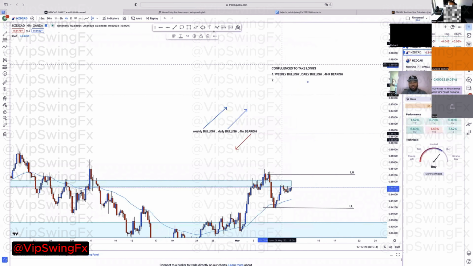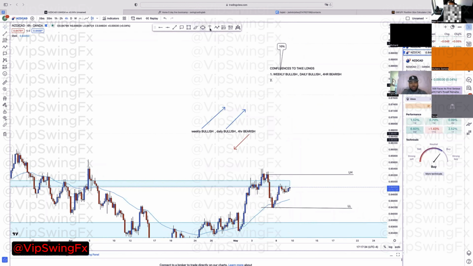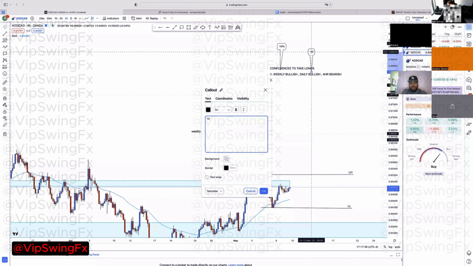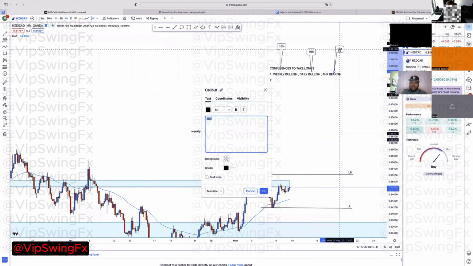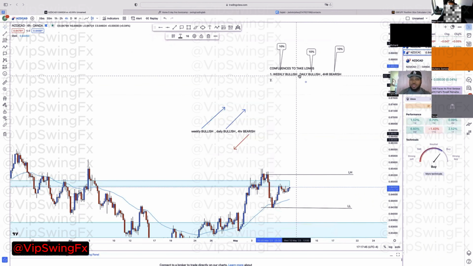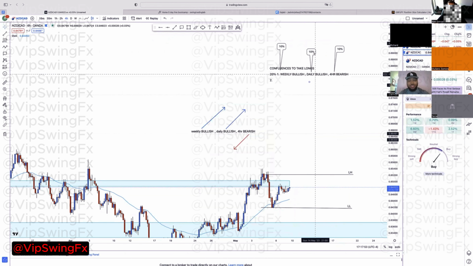So I want you guys to understand each time frame that we use in confluence to take the trade will be 10% for your grade. So each confluence is 10%. So if in this case we only have 2 time frames in sync, it is going to be a total of a 20% towards your grade.